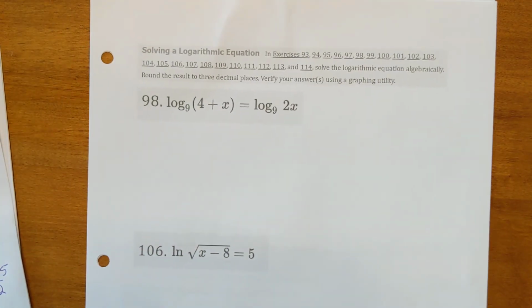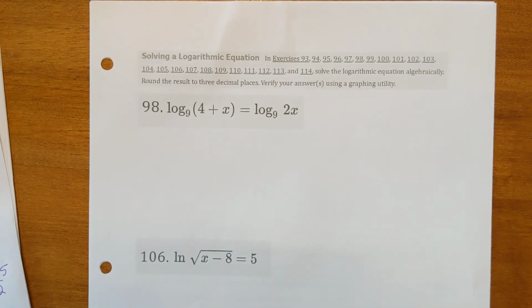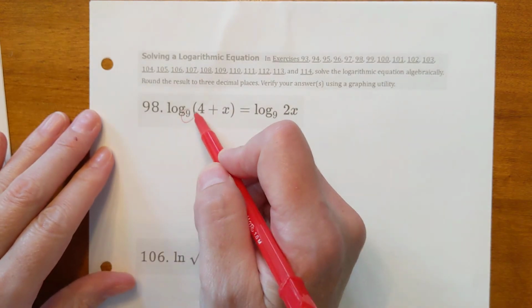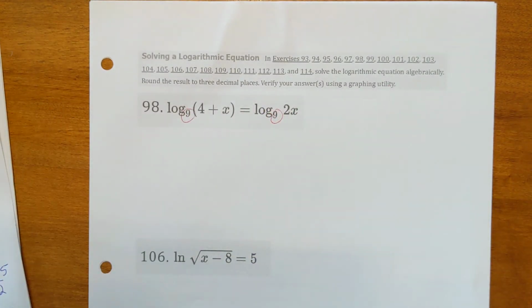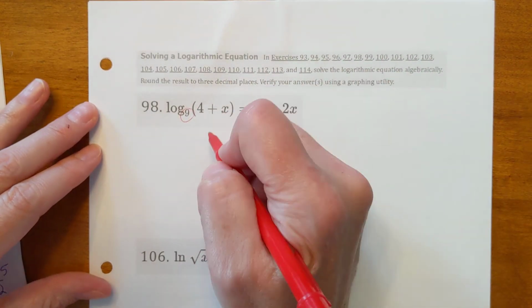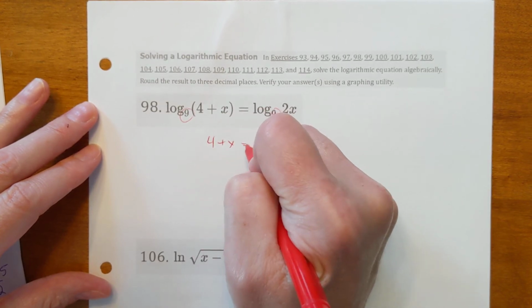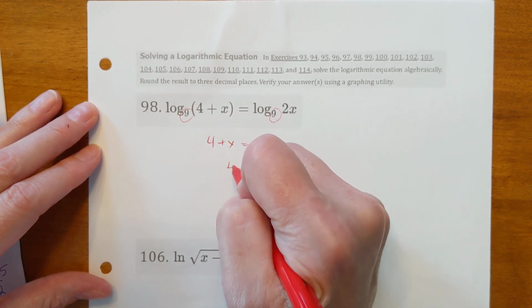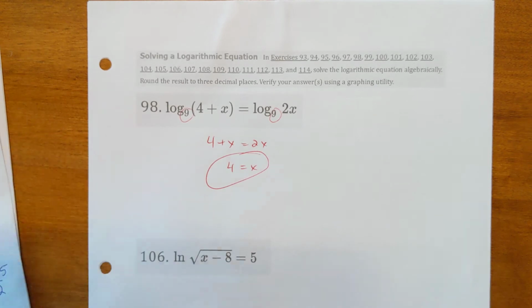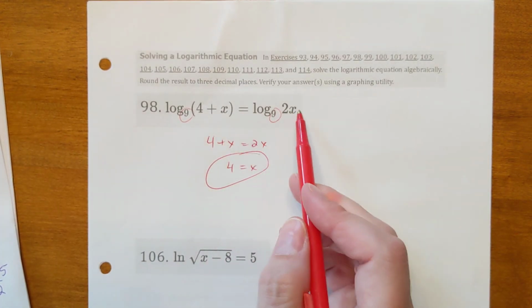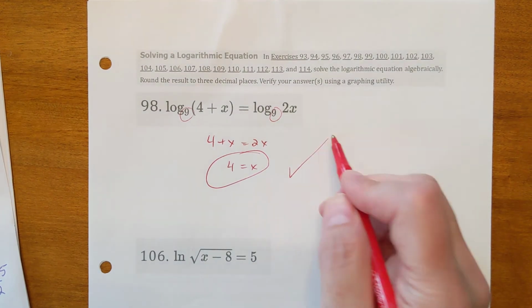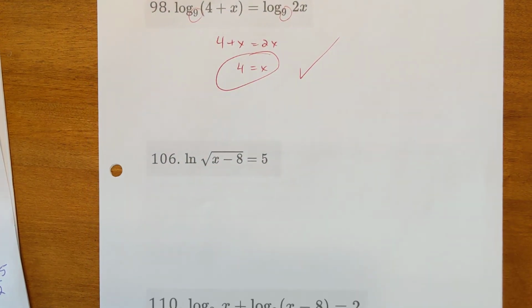Number 98. Now we're doing logs. All the other problems we did were exponents. Now we're doing logs. Look at that. It's got the same base. Since they have the same base, just set them equal. So 4 plus x equals 2x. Subtract the x. And we got the answer. We're done. It's 4. And it works. You can plug it in up here, and we're taking the log of positive numbers, so it's fine. That's the answer. Okay, the next one.